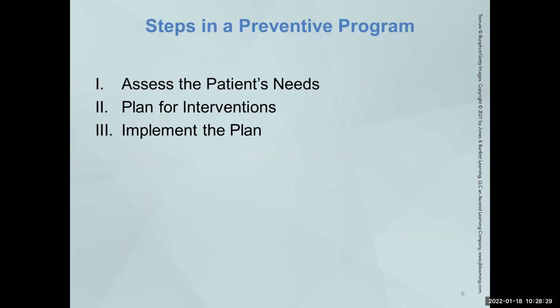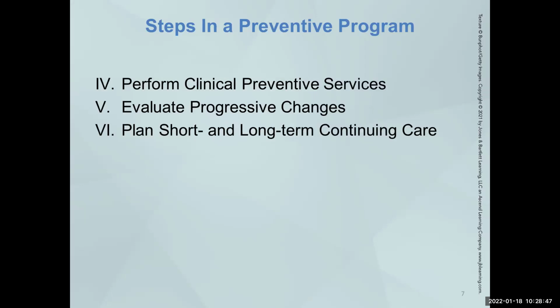Okay, the steps in a prevention program: you assess the patient's needs, you plan for interventions, and then you implement the plan. And we are going to be there. We, the faculty, will be there in clinic to help guide you through these processes. Right? You are going to perform clinical preventive services that you are legally allowed to do, what is in your scope of practice. You evaluate changes, some good, some bad.